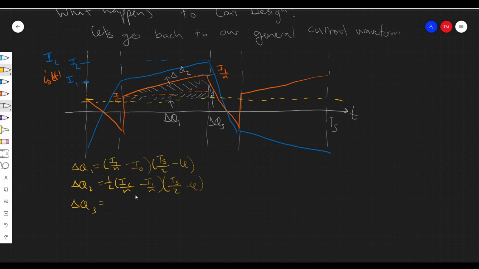And then finally, delta Q3 is kind of similar. Here I used a slightly different approach to doing it. You can calculate this time, which I'll call Tx, and then we have that delta Q3 is just half Tx times the height, which is I2 over N minus Iout. Okay, so we have these extra variables: I2, I1, Tx, so let's solve for what they are.